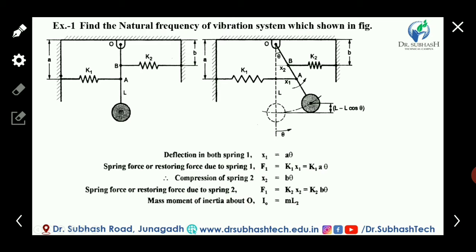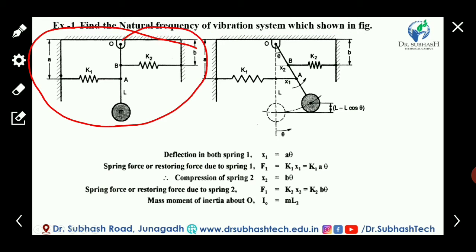First example: find the natural frequency of the vibrating system shown in the figure. In this figure there is a pendulum, a mass attached to a rod. The weight of the rod is negligible, only the attached mass is considered. Two springs are connected with the pendulum, as shown in the figure.